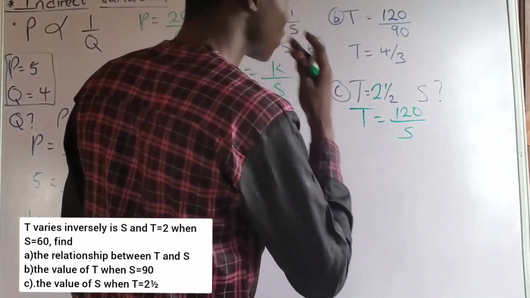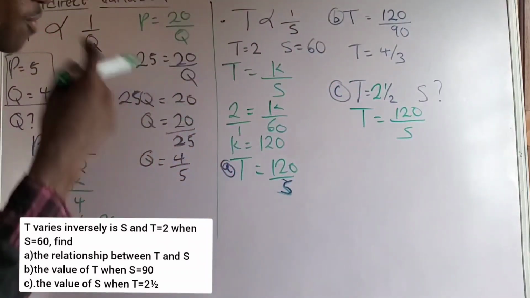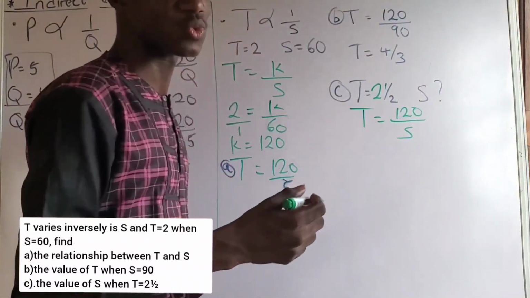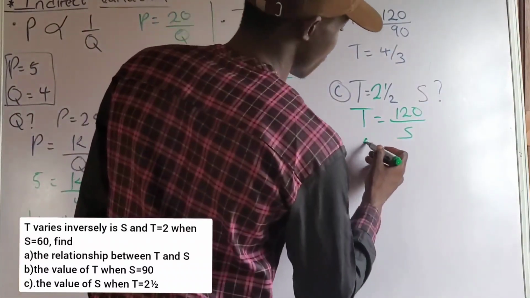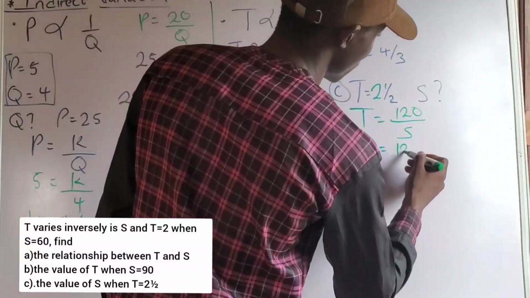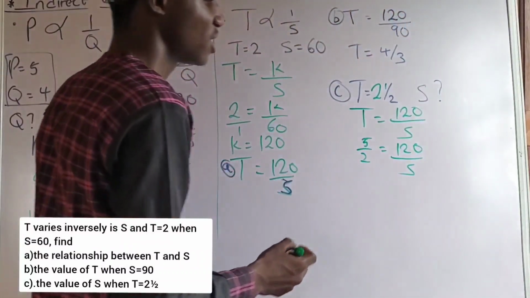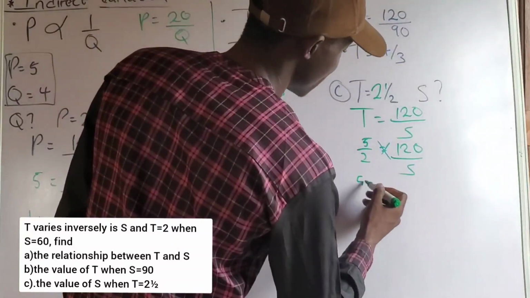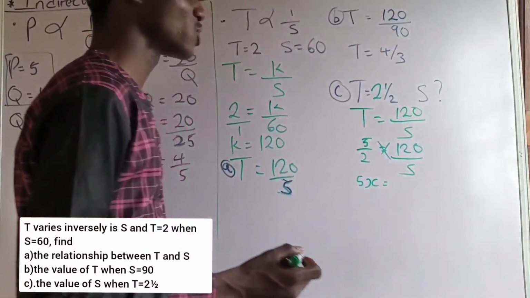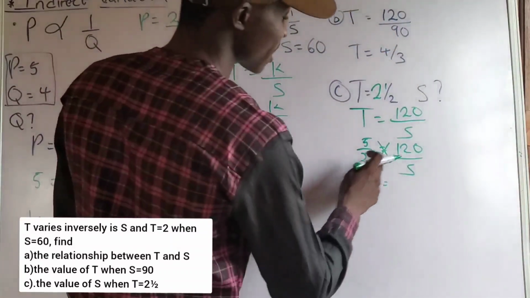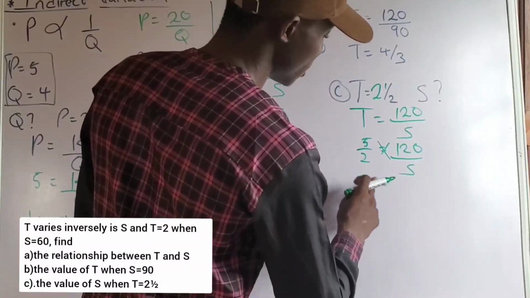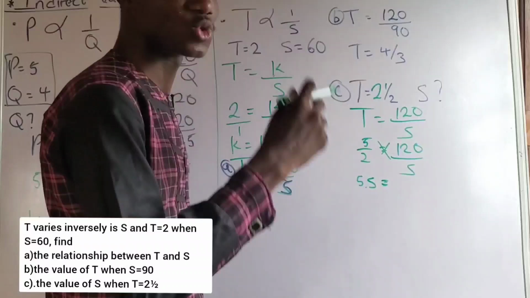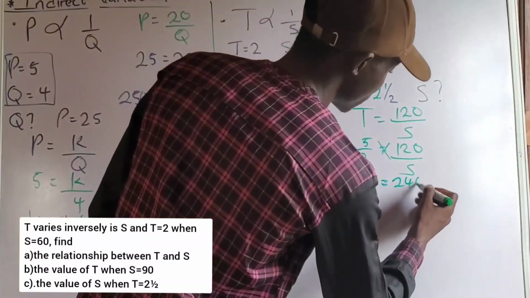Now, because we've been given the value of T as 2.5, we can get the value of S. 2.5 is also the same thing as 5 over 2. So I'm going to have 5 over 2 equals 120 over S. Do you understand? So I can take the cross product. I'm going to have 5 times S equals 120 multiplied by 2. This is S, not X. 120 multiplied by 2 is 240. So I'm going to have 240 here.